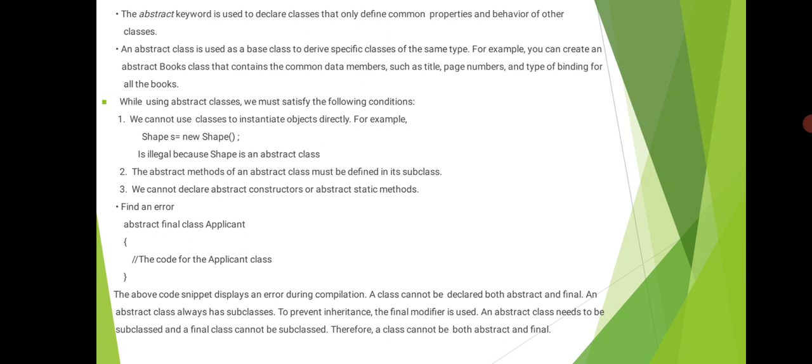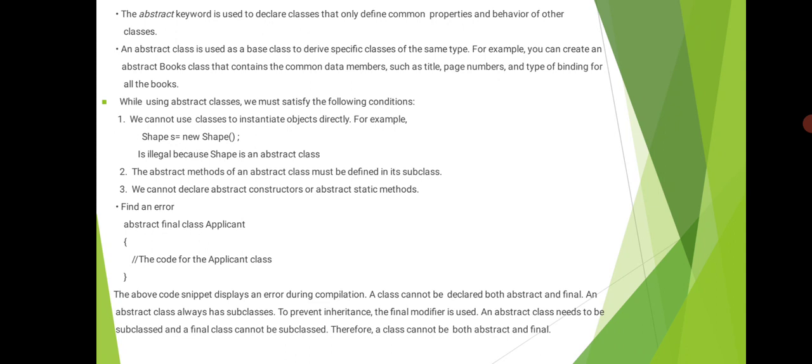While using abstract classes, we must satisfy some conditions. The first one is that we cannot use abstract classes to instantiate objects directly. Abstract classes cannot be instantiated, because it is illegal and will give an error. An abstract class should be inherited, it should be a base class, so instantiation is not allowed.